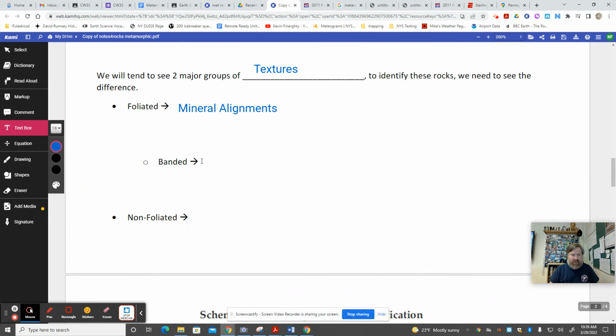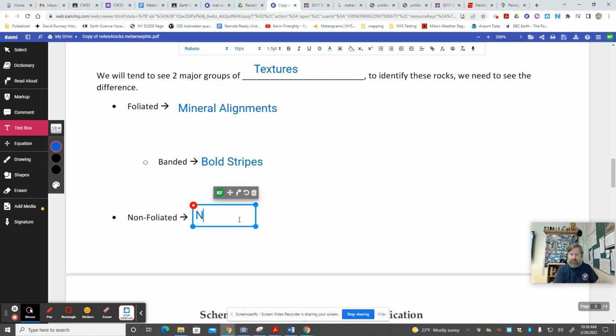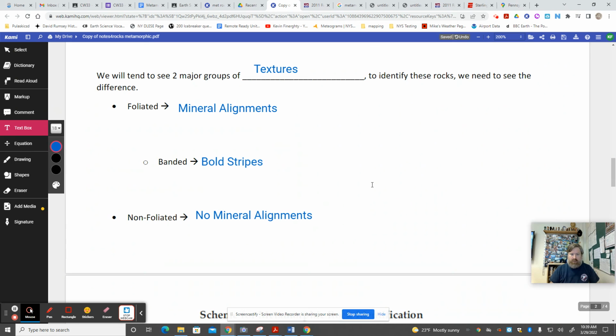And when there's banding, there are bold stripes, easy to spot. The easiest foliations really to spot. Nice big bold stripes in it. Non-foliated, no mineral alignments. And really, again, I'm hoping you can spot that one.